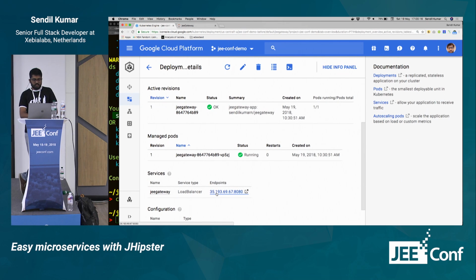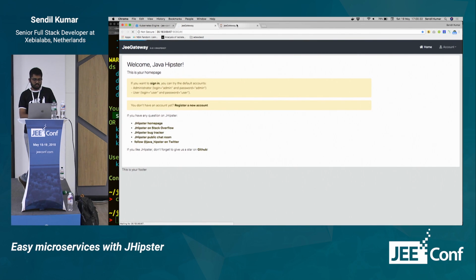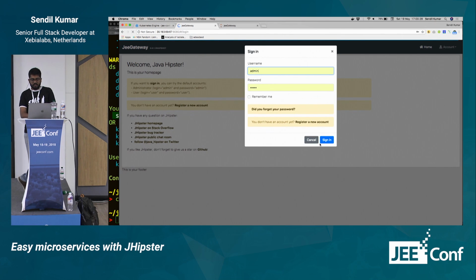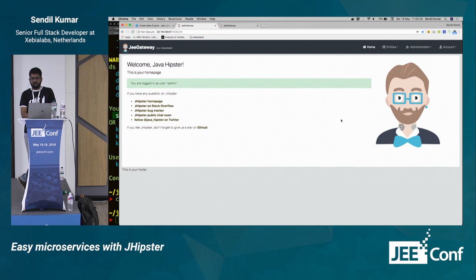You can see it here. This is an endpoint. Since we used a load balancer, it gives an external IP for you. On click of it, it opens the gateway application. This is the default application that will be generated for you with JHipster. You can go ahead and sign in with admin, which is the default username and password.